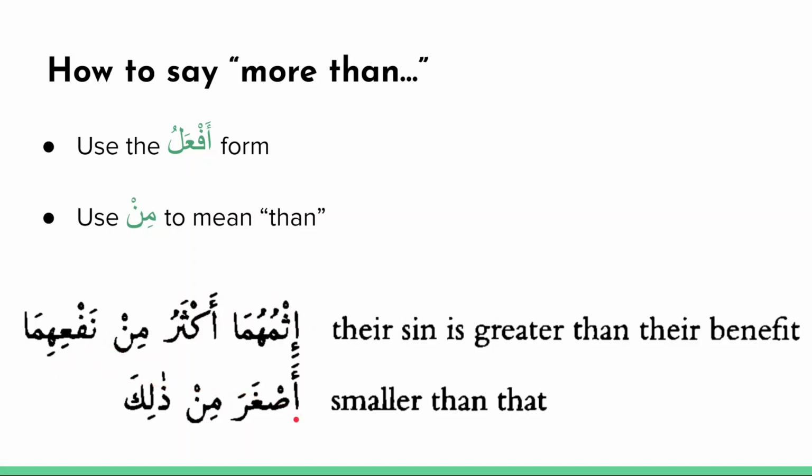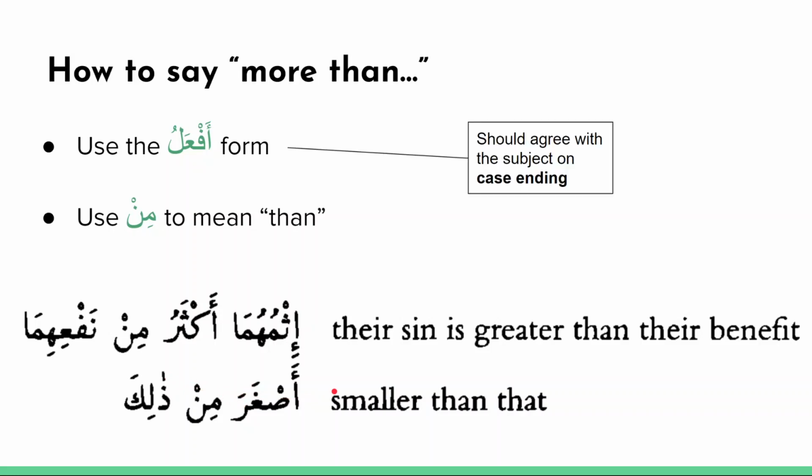Another example here is asghara min dhalika. Smaller than that. Now what this shows you here is that the ending vowel can actually change. So notice that it's not asgharu, but it's actually asghara. And that is because the word ending should agree with the subject. So this comparative form, its ending should agree with the case ending of the subject. We don't actually see the subject here, but it must have been in the mansub case because asghara is also in the mansub case.